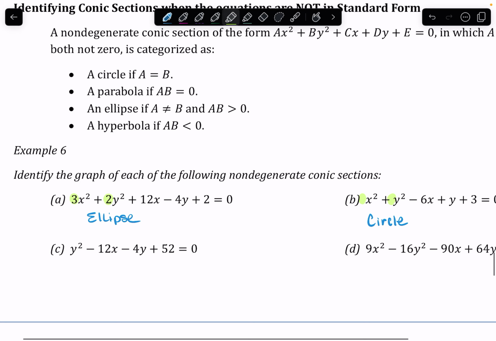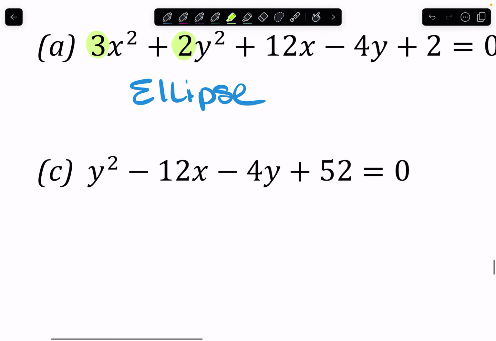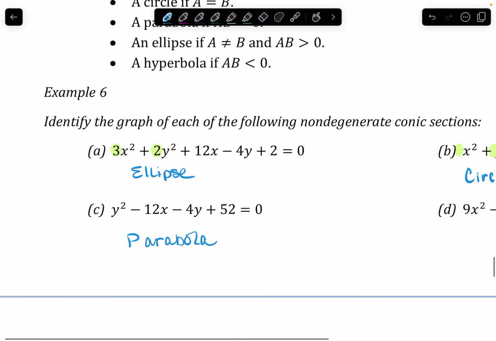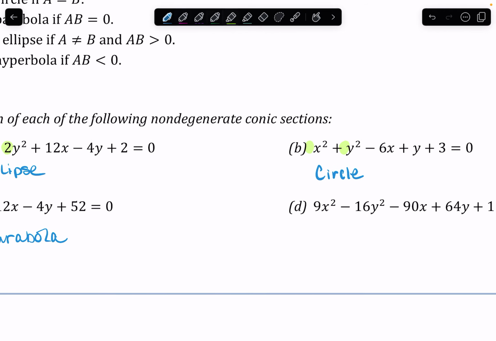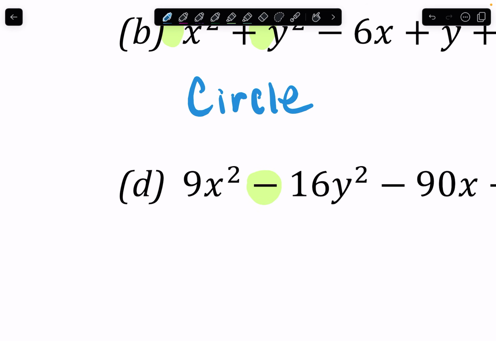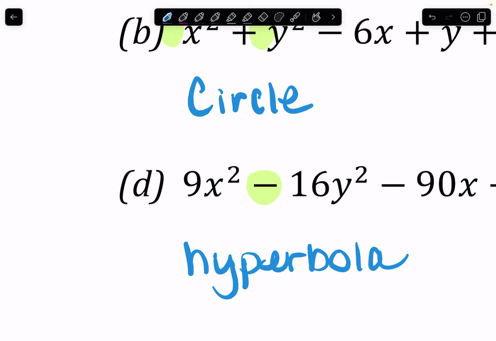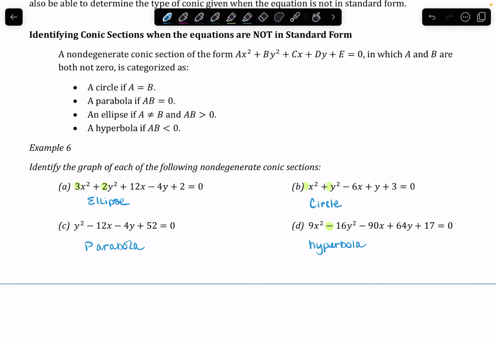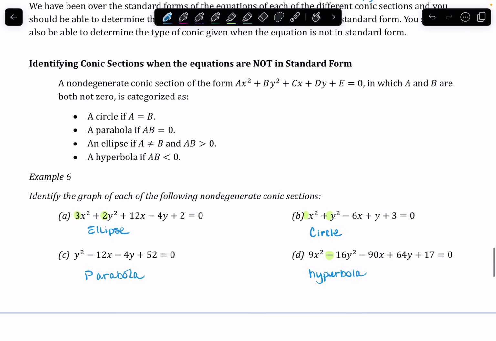All right, C. C only has y squared. When only one of the two variables is squared, it's a parabola. And lastly, both x and y are squared. However, subtraction is involved, so it's got to be a hyperbola. Hyperbola is the only one that squares both and involves subtraction. So we got a hyperbola. And that is the end of your conic sections.